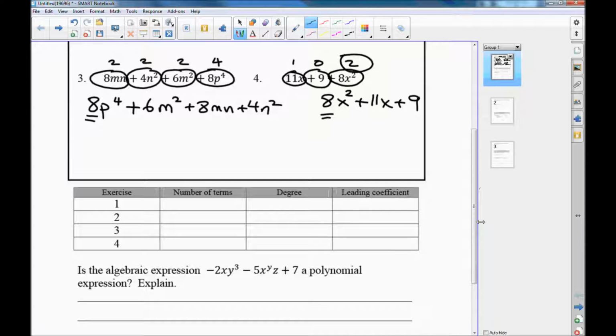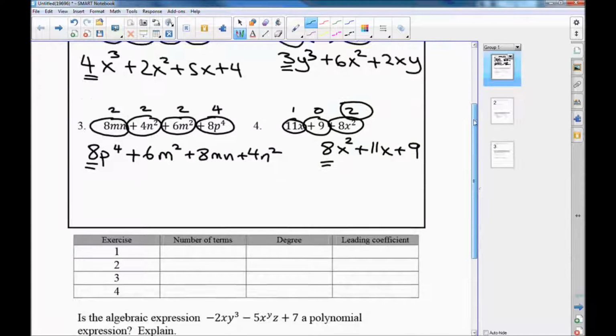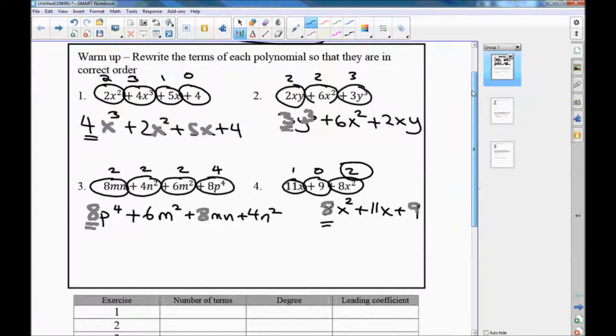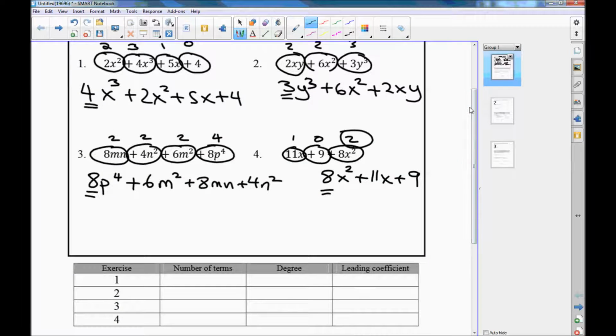All right, so for down below here, we're asked to list all of these things about each one of those. So if we go back up and look at number 1, once again, it has 4 terms. Each of those ones circled here, 1, 2, 3, 4. The degree is 3. That's the largest degree on any term. And the leading coefficient was 4, number in the front.